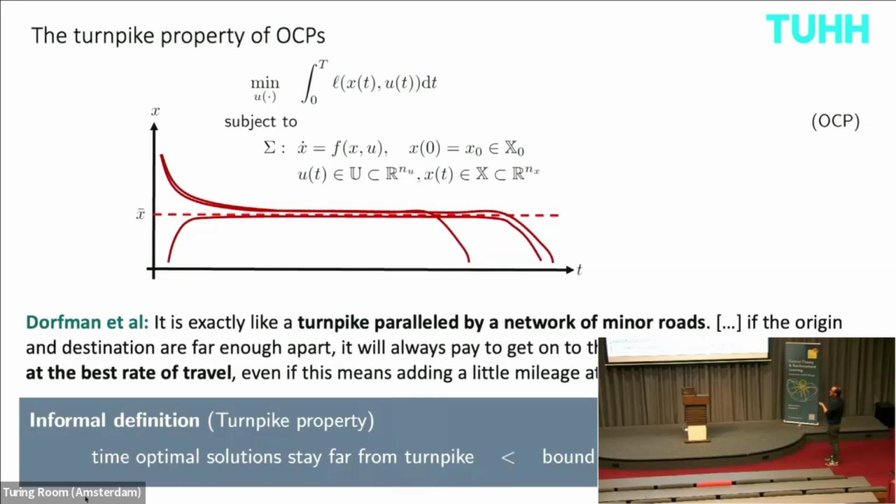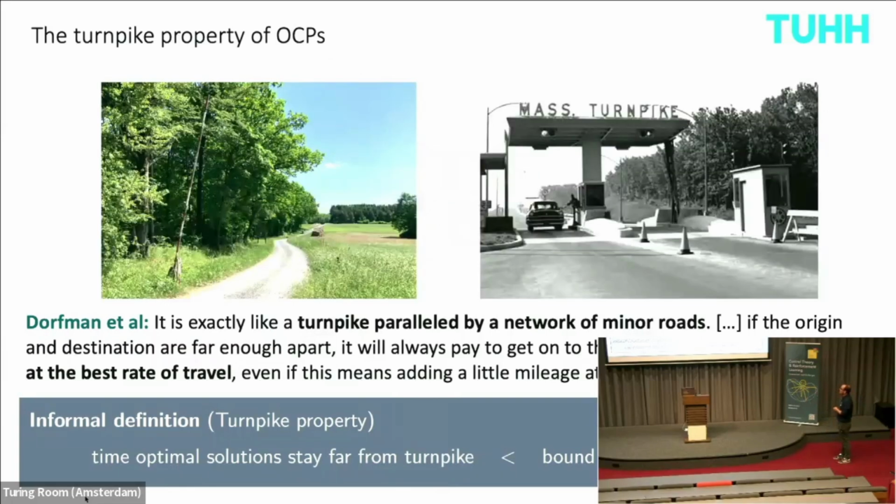It is exactly like a turnpike paralleled by a network of minor roads. If the origin and destination are far enough apart, it will always pay to get onto the turnpike and cover distance at the best rate of travel, even if this means adding a little mileage at either end. There seems to be a driving interpretation of their wording when they coined the term turnpike property.